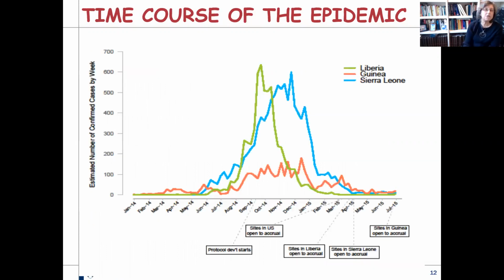So this shows the time course of the epidemic in West Africa, and it was a very rapid peak and then a very rapid decline. The cases occurred within a period of just a small number of months, less than a year, from the start of the epidemic in early 2014, where it really started to peak in about the middle of 2014, and was waning by early 2015.